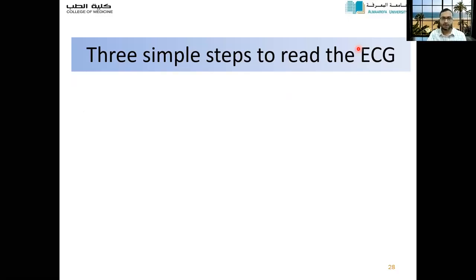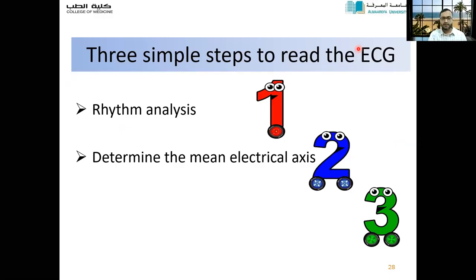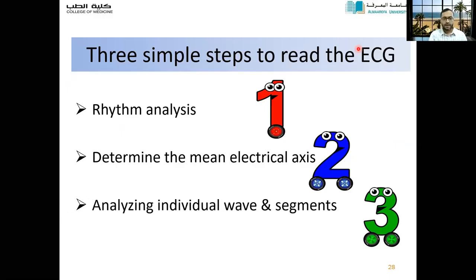ECG reading is one of the interesting and easiest things in cardiology if you do it in a correct way. But the problem is that whenever we go further, we skip the steps, and that causes us problems. So always remember there are 3 simple steps of reading the ECG. First one is rhythm analysis, then determining the mean electrical axis, and analyzing the individual waves and segments. If you follow these 3 steps, the analysis of the ECG becomes quite easy for us.